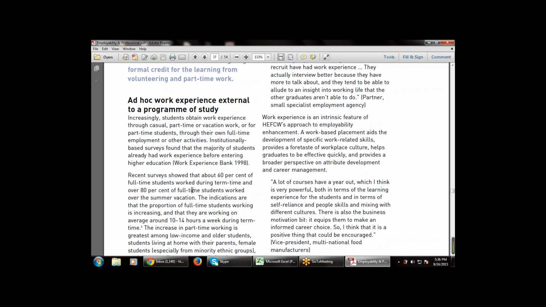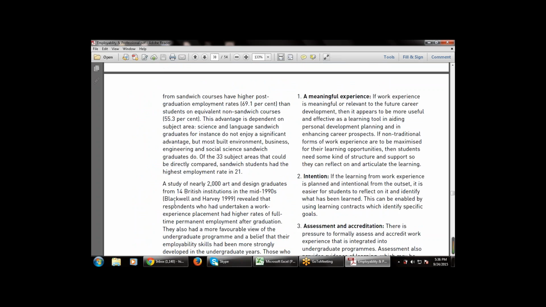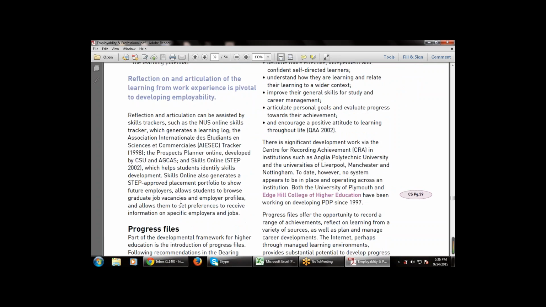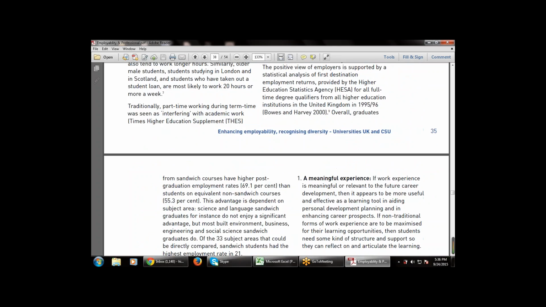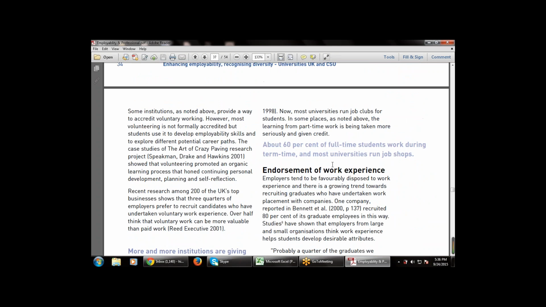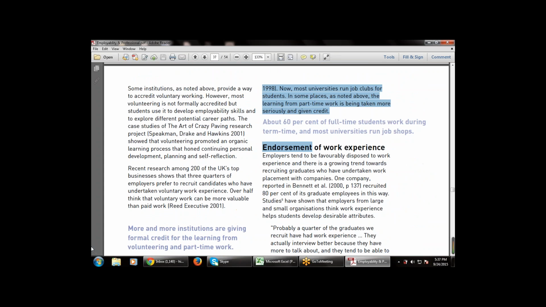Recent surveys show that about 60% of full-time students work during term time, and over 80% of full-time students work during the summer vacation. That is ad hoc work experience, we can say temporary work experience, external to the program of study. And this is about 60% of full-time students working during term, and in most universities run job shops.